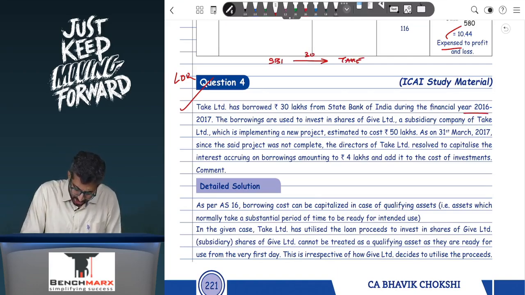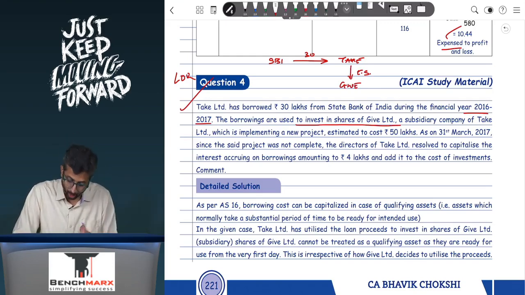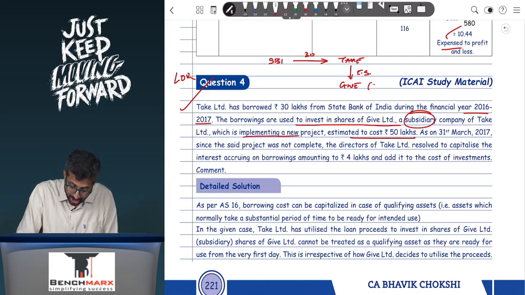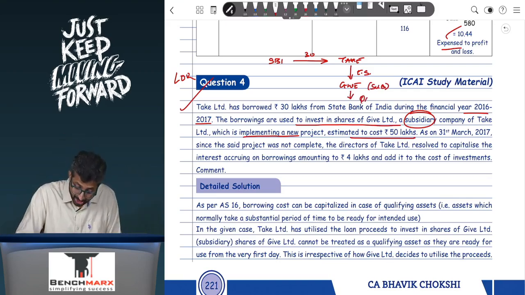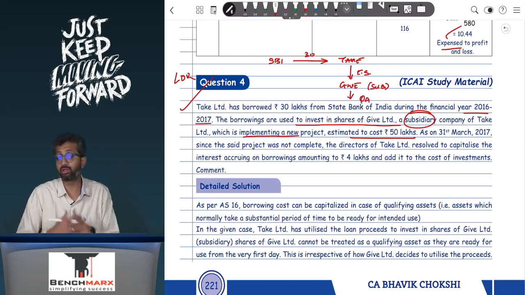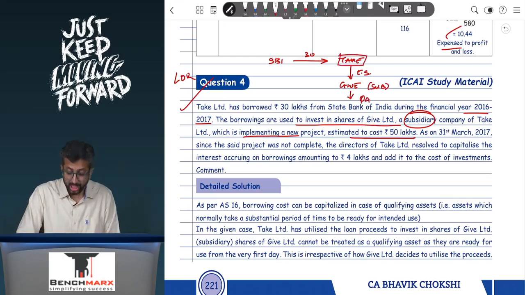During the year 16-17, the borrowings are used to invest in shares of Give Limited. So what has Take Limited purchased? Equity shares of Give Limited. Okay. Can shares be qualifying asset? Answer is no. Give Limited is a subsidiary company of Take Limited and is implementing a new project estimated to cost 50 lakhs. So basically this is a subsidiary. We are saying that even if it is a subsidiary, it does not really matter. In the books of Take, there is just investment in shares. By the way, this is using the money for the qualifying asset. Does not matter. Take is using the money to invest in equity shares.